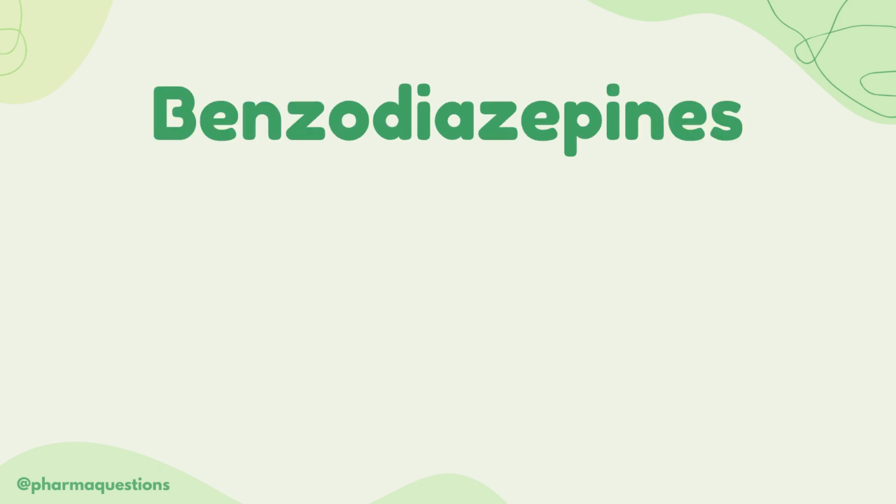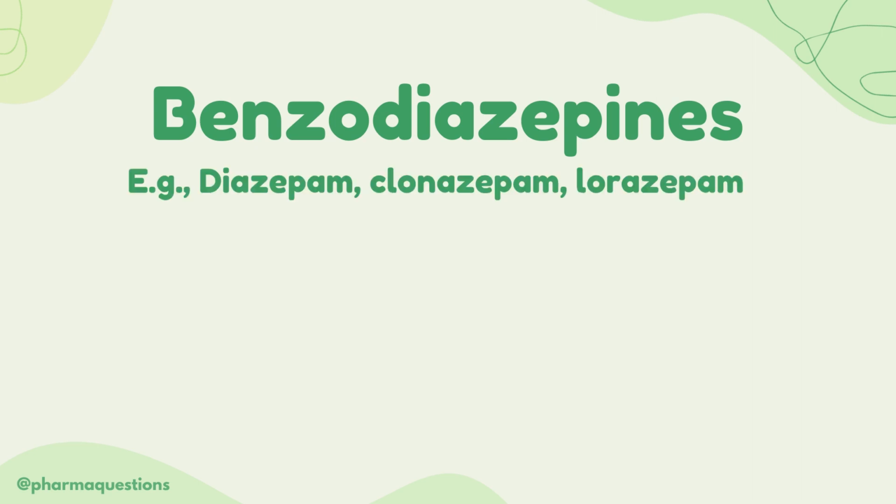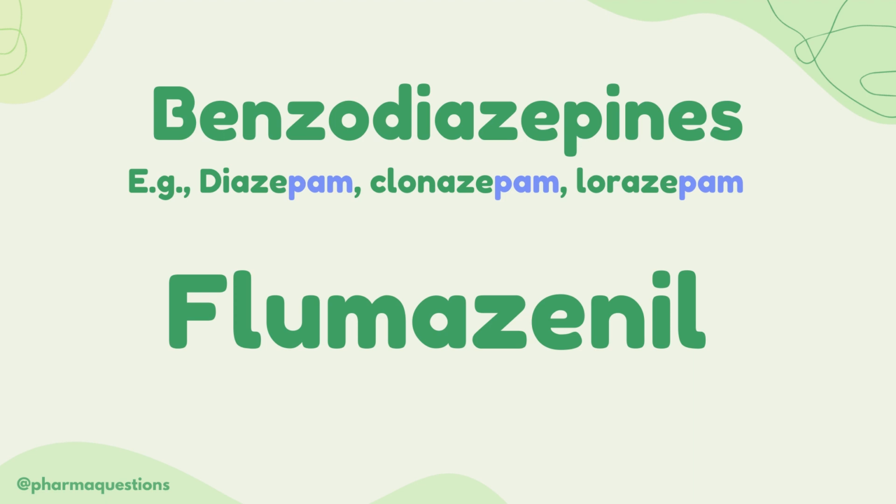And last but not least, let's take a look at benzodiazepines. Examples of benzodiazepines include diazepam, clonazepam, and lorazepam, typically drugs which end in pam. The antidote for benzodiazepines is flumazenil.